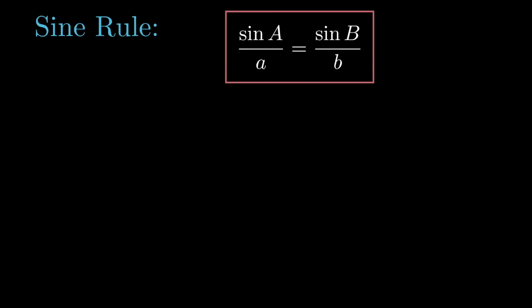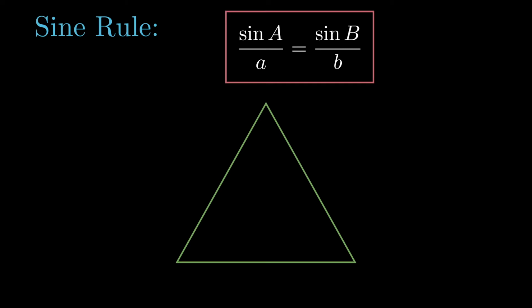Now what does it mean, A over a or B over b? The capital A is angle A and the lowercase a is the side a, and the capital B is the angle B and the lowercase b is the side b. So if we construct a triangle, we can label side a and angle A opposite each other. Angle B and side b are also opposite each other.